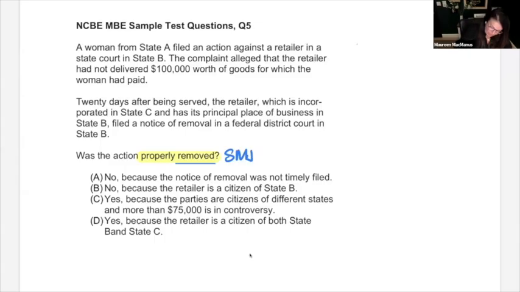So a woman from state A. I take notes when I do civil procedure problems. With civil procedure, property, and contracts, you have to take notes.